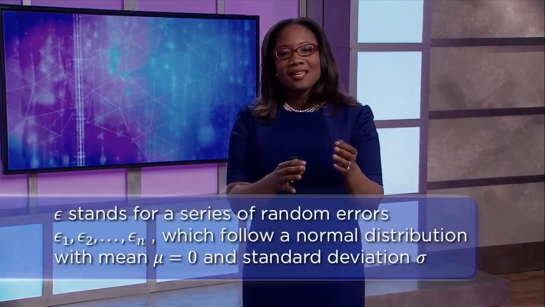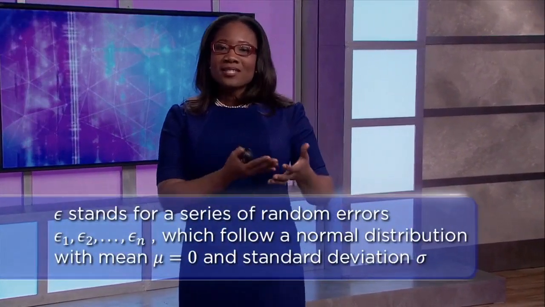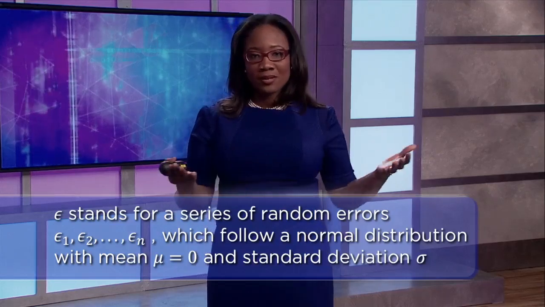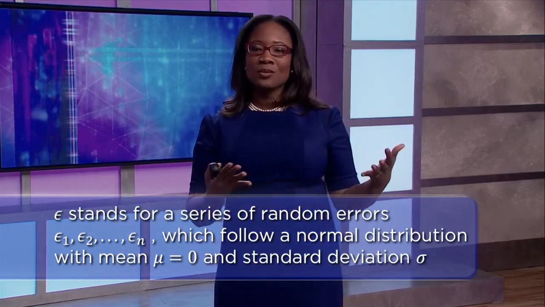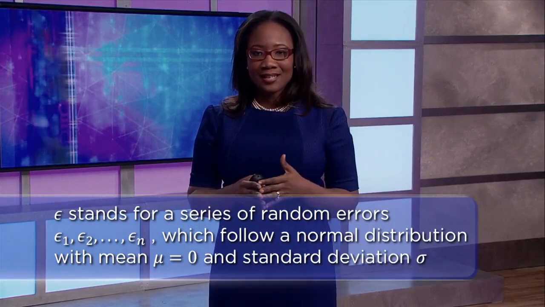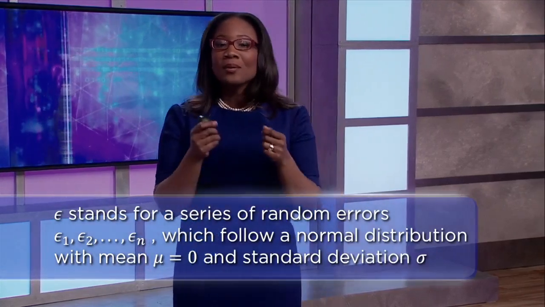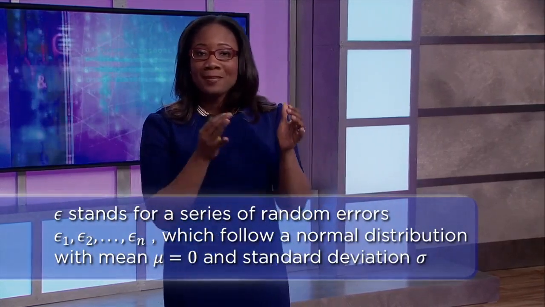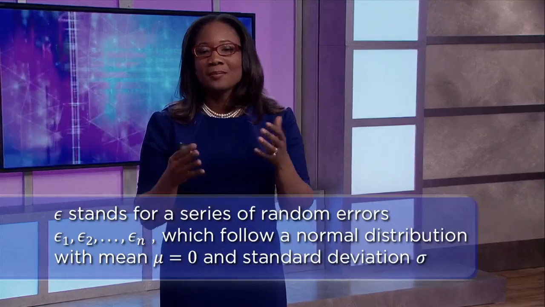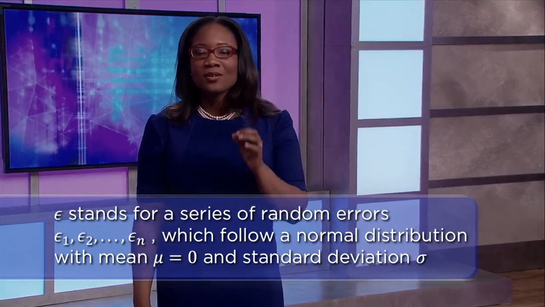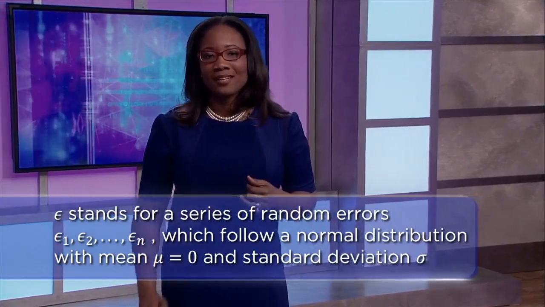Now, notice the Greek letters here. Our model is about an underlying population. So in this case, epsilon stands for a series of random errors, right? Epsilon 1, epsilon 2, all the way out to epsilon n. And we assume that these follow a normal distribution. They've got a mean centered at 0 and some standard deviation sigma. So that's one of our model assumptions, normality of the residuals.